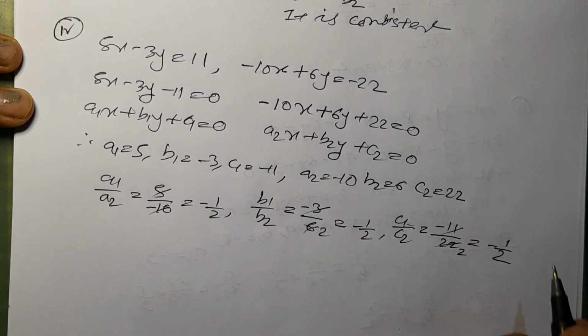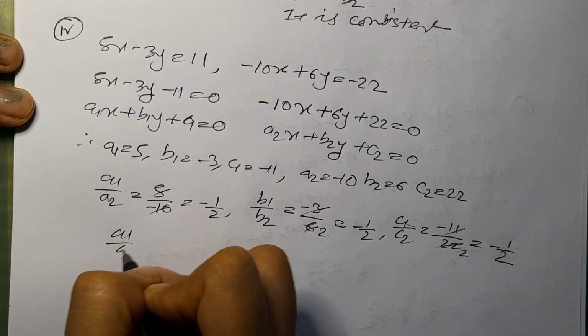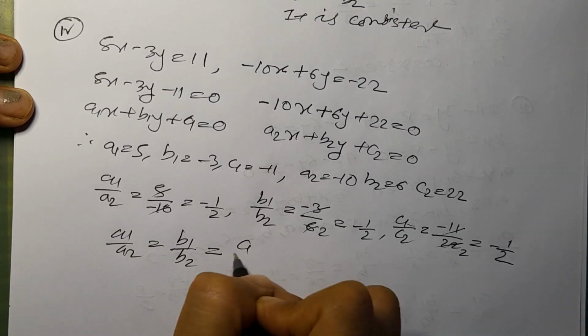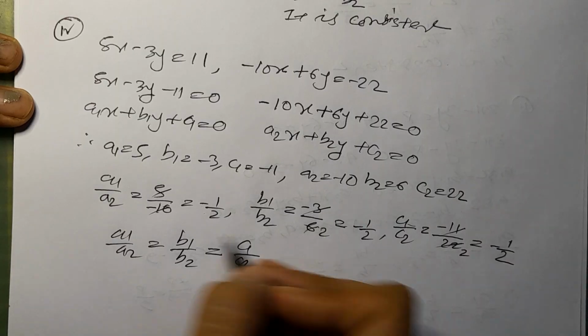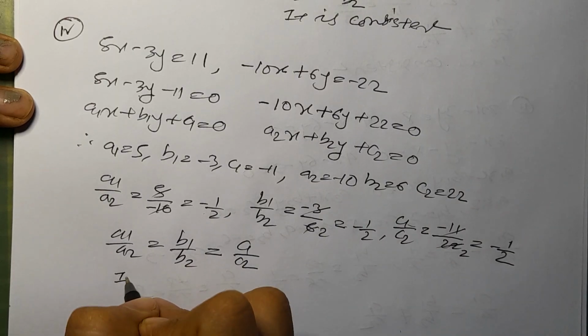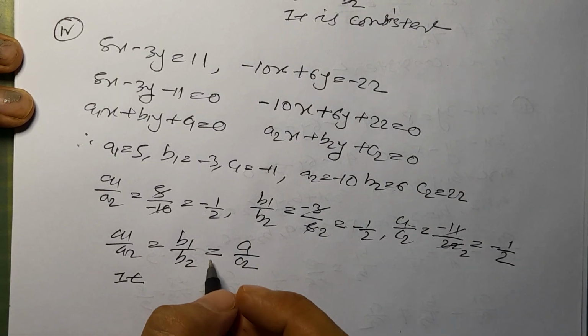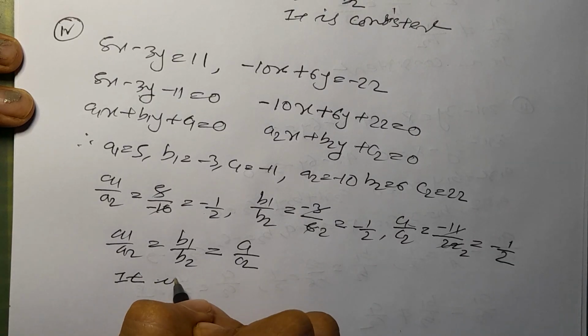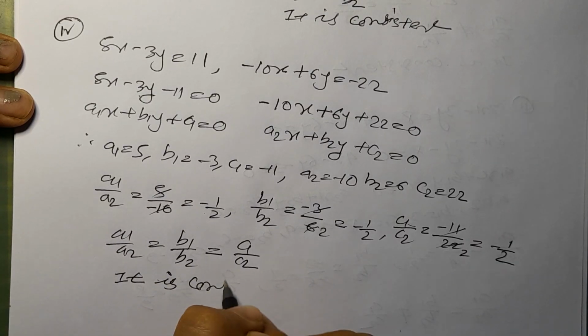So everywhere we got minus 1 by 2. So a1 by a2 is equal to b1 by b2 equal to c1 by c2. So this is coincident, so it is consistent. Whenever there is a solution, this will give infinite solutions. Whenever you get a solution, that will be consistent. So it is consistent.